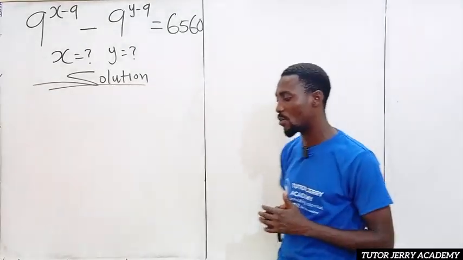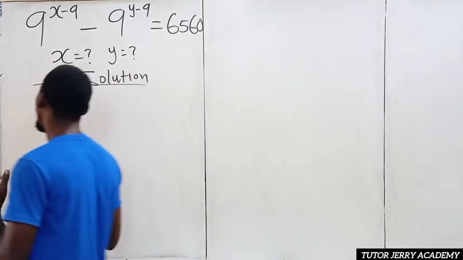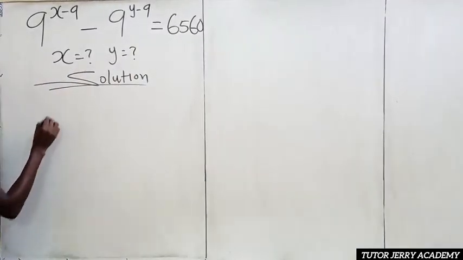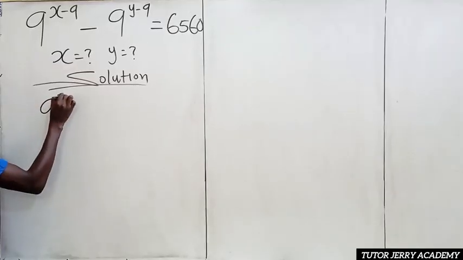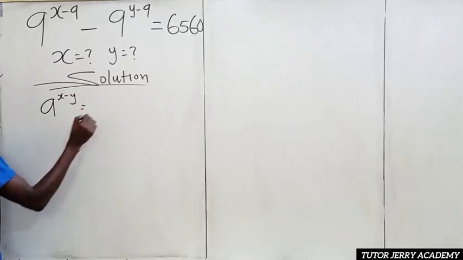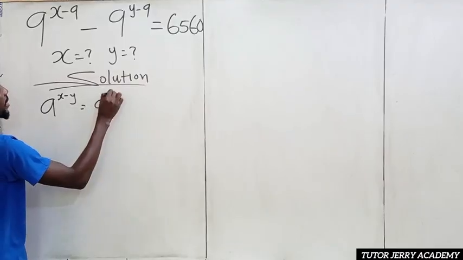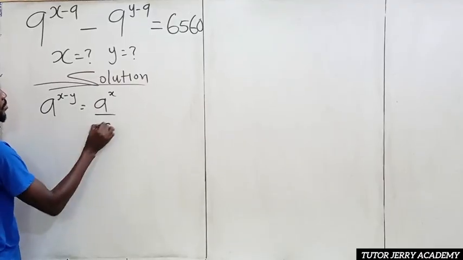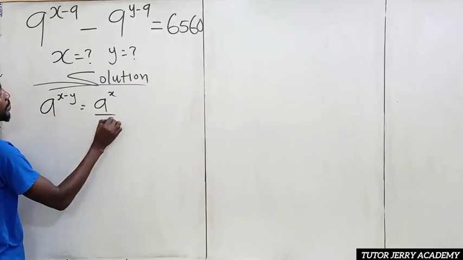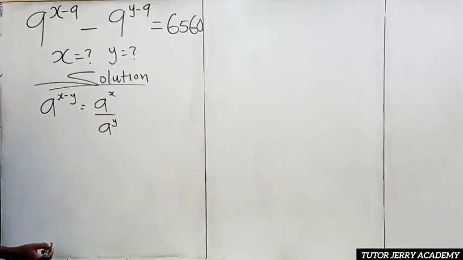Alright, for us to solve this question, we are going to recall from the law of indices that says if we have a to the power of x minus y, it's going to be equal to a to the power of x all over a to the power of y. Is that clear? All right.